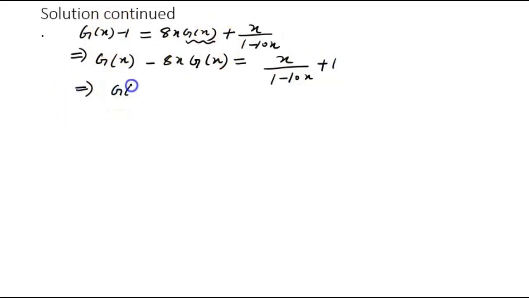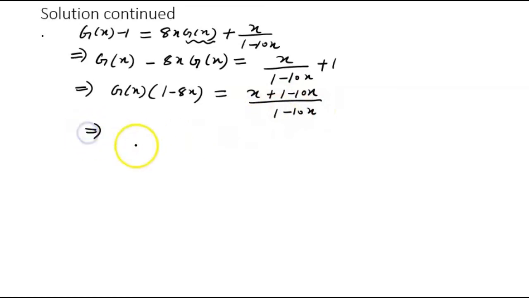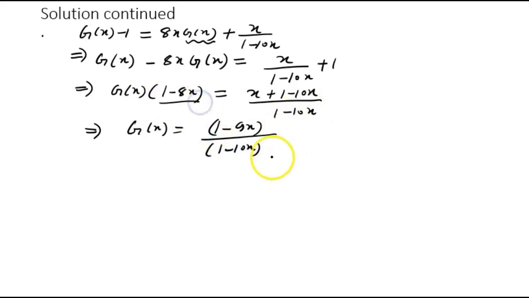Now I can write it g(x) times (1 minus 8x), and if I look at this term, I get x plus 1 minus 10x by 1 minus 10x. So we got g(x) is equal to 1 minus 10x plus x. So basically I will get 1 minus 9x in the numerator, and here we have 1 minus 10x, right? And this term will also come here, so it will be like 1 minus 8x.